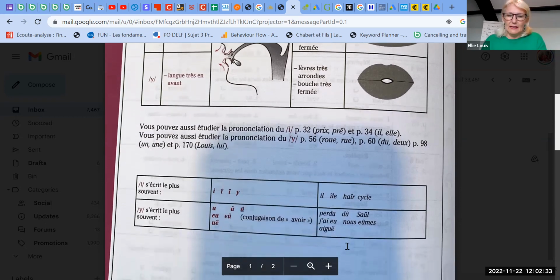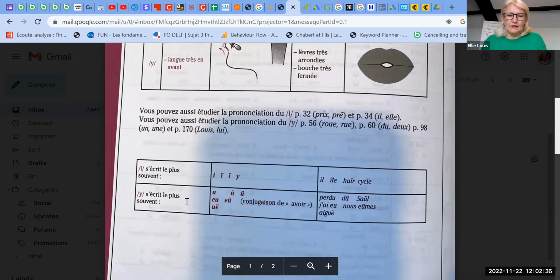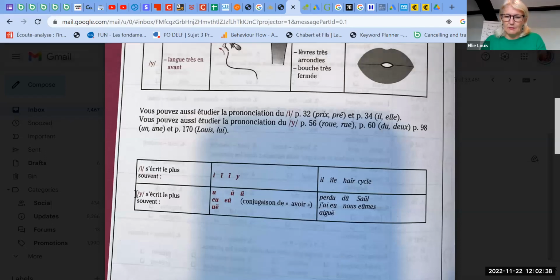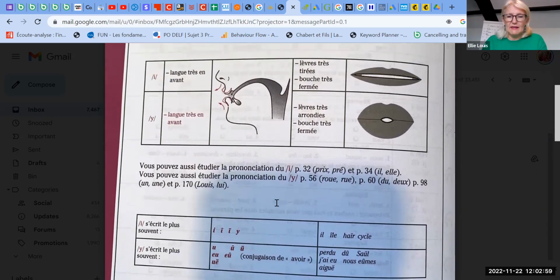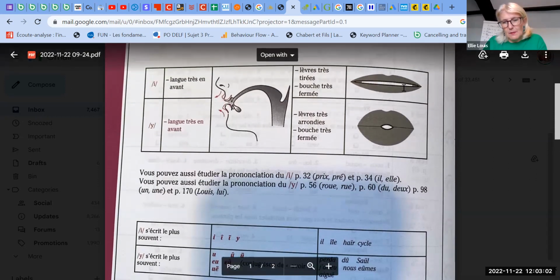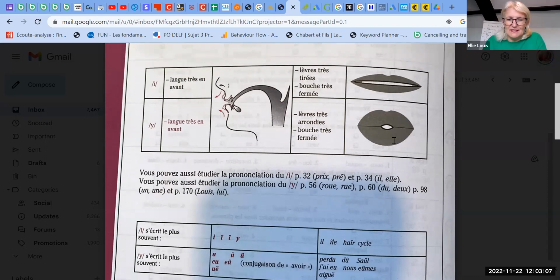Okay, the other sound that we're looking at here is this one, which is represented by this Y symbol. So we've got perdu, du, su, j'ai eu, nous eûmes, and aigu. Okay, so funnily enough, it's a Y symbol, but we're getting a U sound, aren't we? And how are we creating that? So you look at the difference in the picture of what that looks like. That's what you want to look like. And some people said to me before, this is the French pout, isn't it?